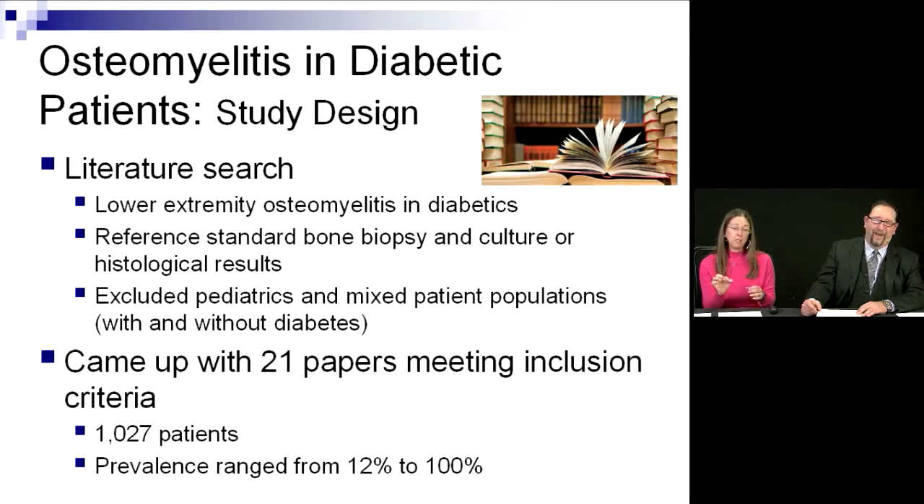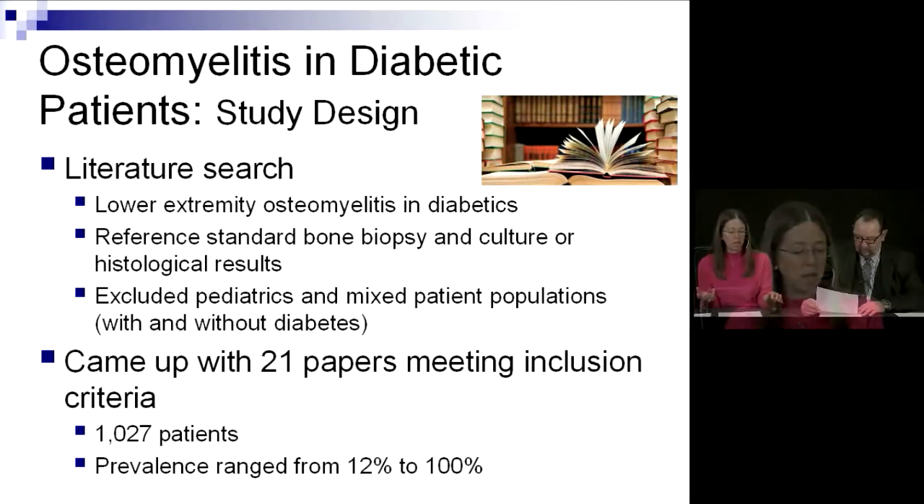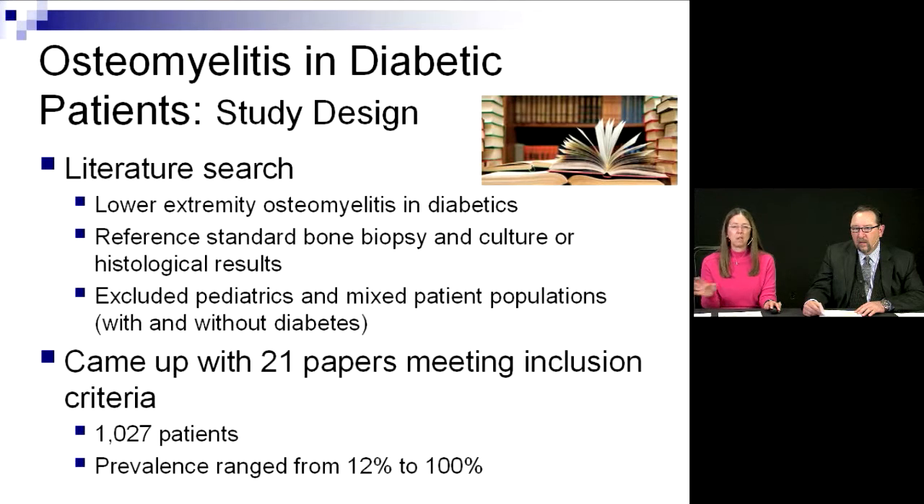Exactly. And they did a pretty good job. When they pulled all these papers, they did a literature search. Their reference standard had to be a bone biopsy and culture or histo results that showed it was truly osteo. So they used a nice standard, and they didn't do kids, they didn't do mixed patient populations. Some had diabetes, they went right to the diabetic. So it's good. And they came up with 21 papers, which, all things considered, these kinds of things usually come up with 5 or 6 or 8. 21's a lot. About 1,000 patients, ranging prevalence.